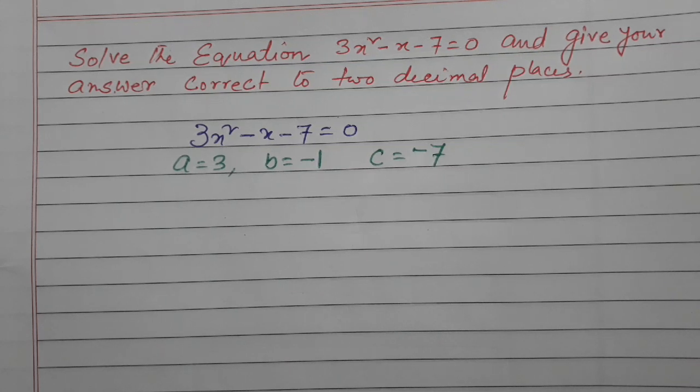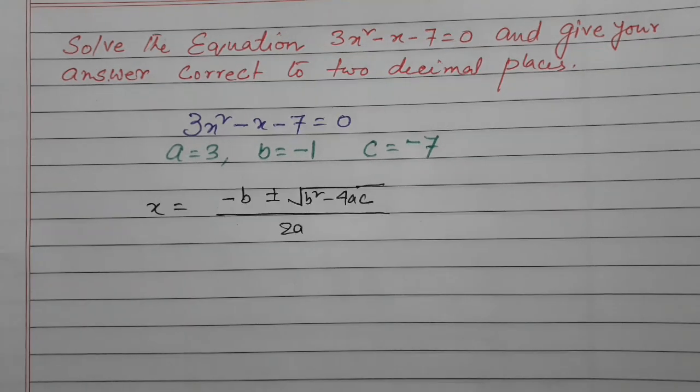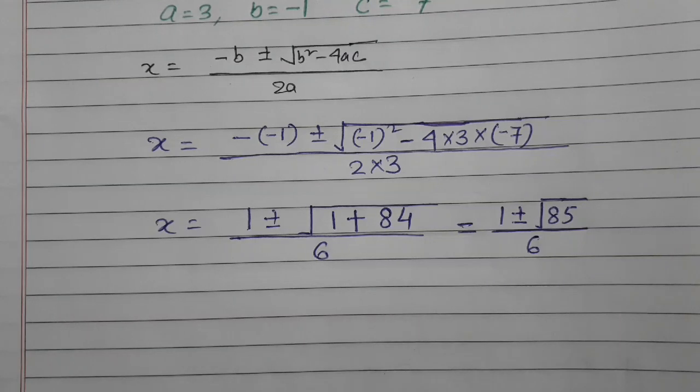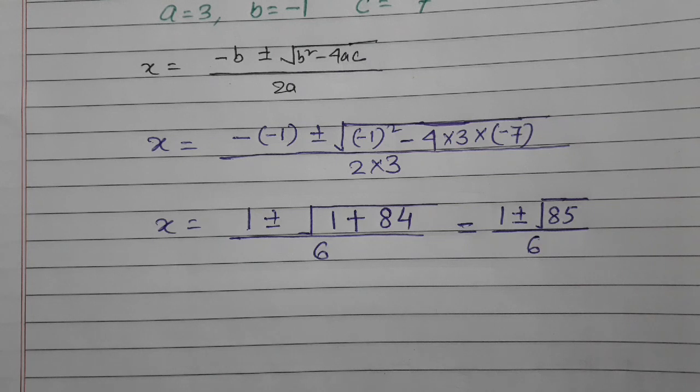Now we have the equation 3x² - x - 7 = 0. Hence a will be equal to 3, b will be equal to -1 and c will be equal to -7. Now after applying this formula we get x equals to this. After simplifying this expression we get x = (1 ± √85)/6.